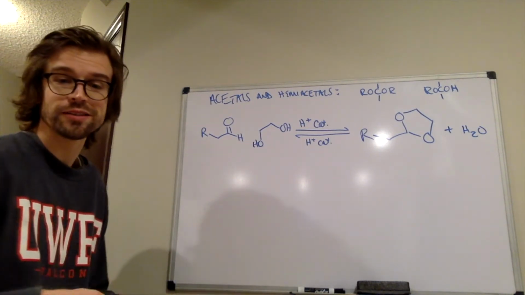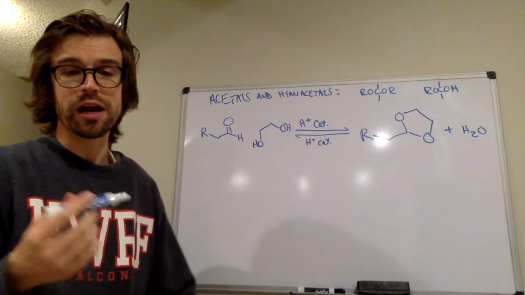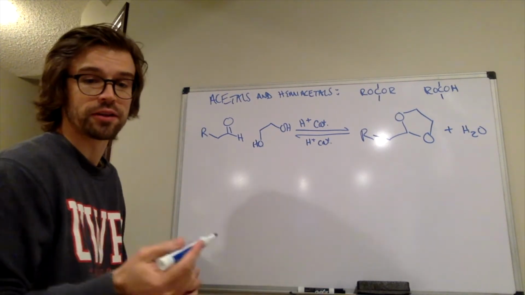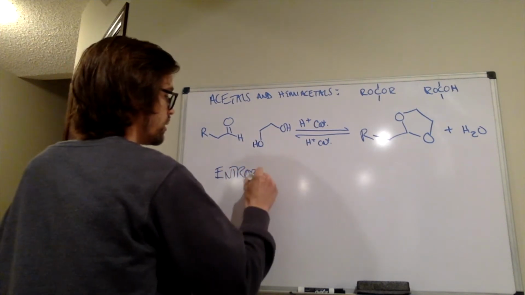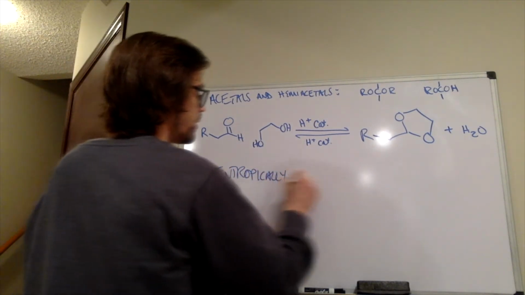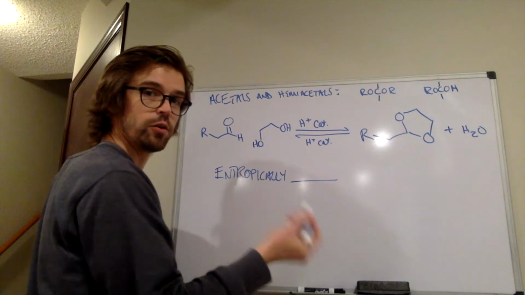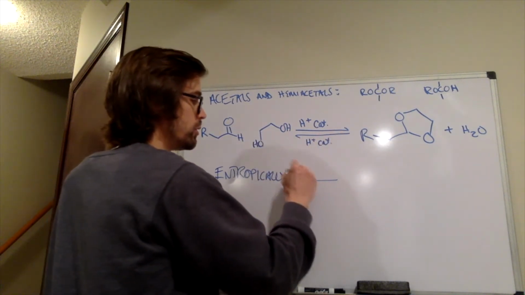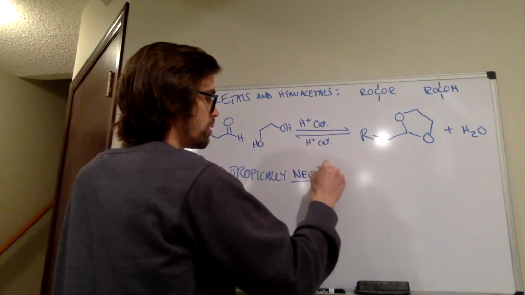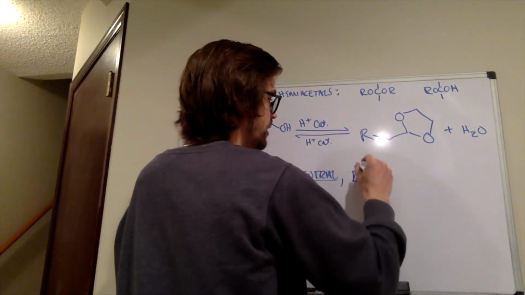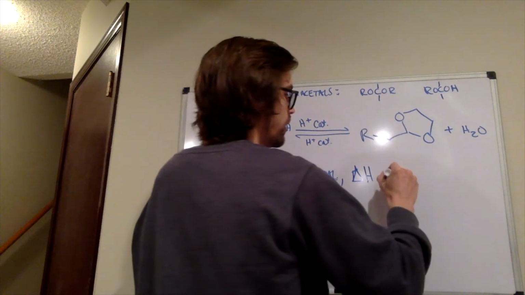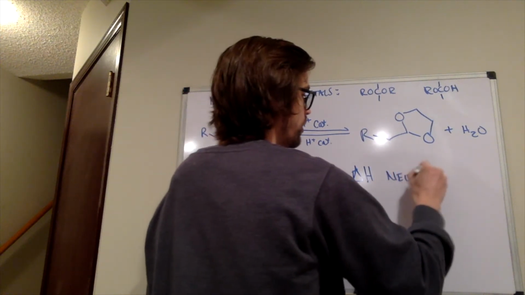How does this help us? Well, last time we were entropically disfavored and enthalpically neutral. Now we are entropically neutral, right? Because we went from 2 to 2. And we are also, let's just say delta H, so enthalpically also roughly neutral.